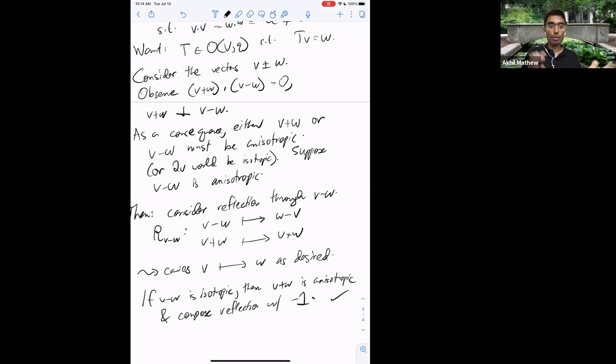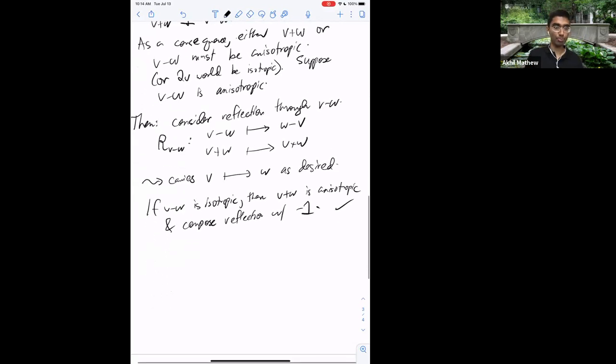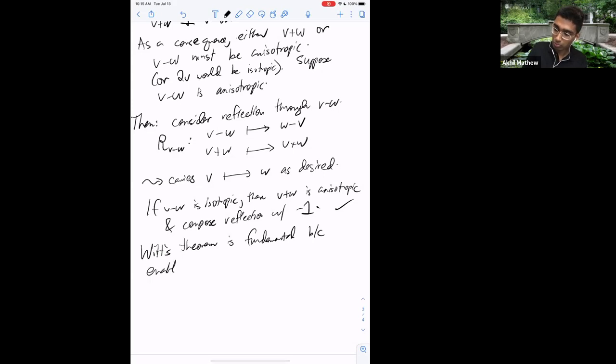Witt's cancellation theorem, and also a sequel which I will explain a little bit later, is a really powerful tool for trying to understand isomorphism classes of quadratic forms. One of the key features is that it lets you write quadratic forms in sort of a normal form. So Witt's theorem is fundamental because it enables one to write quadratic forms in sort of a normal form.